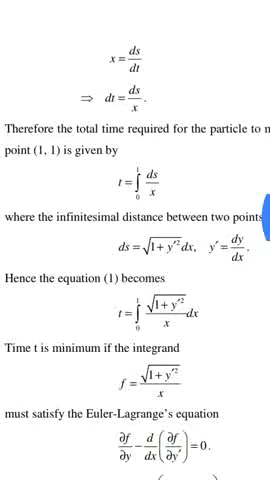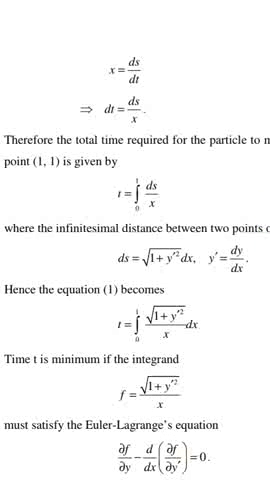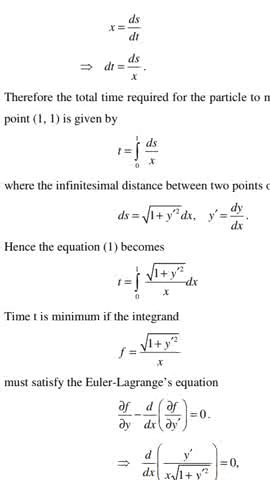Therefore, the integral t is equal to the integral from 0 to 1 of ds by x, that is, t is equal to the integral from 0 to 1 of square root of 1 plus y dash square divided by x, dx. The time taken is minimum if the integrand f is equal to square root of 1 plus y dash square divided by x must satisfy Euler-Lagrange differential equation, that is, del f by del y minus d by dx of del f by del y dash is equal to 0.